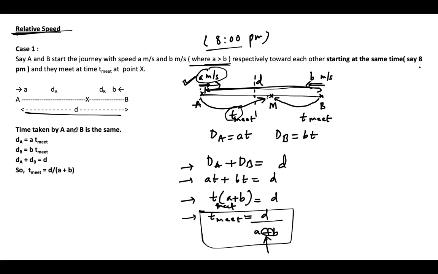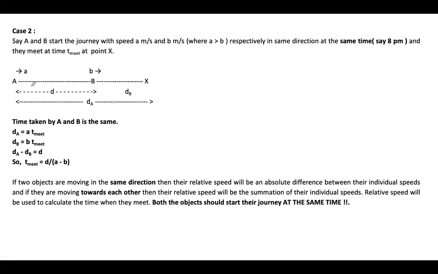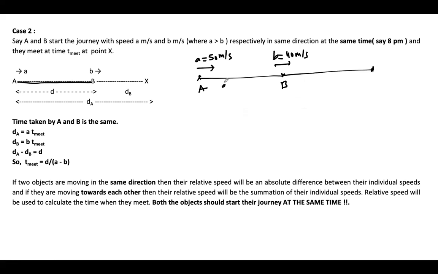Take one more scenario in which the distance between A and B is still D. Speed is a, speed is b. Let's assume some values of a and b, so as to make the question a bit easier: a is 50 meter per second, b is 40 meter per second, and let's say the distance between them is 100 meters.